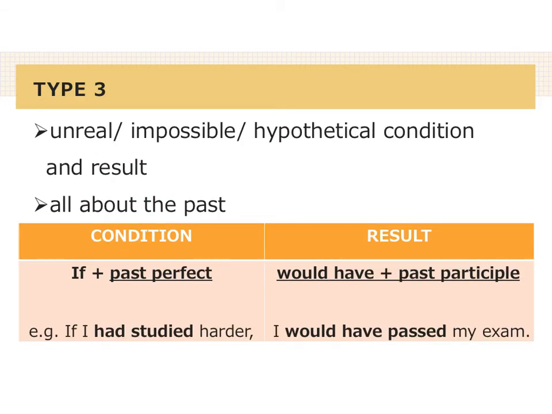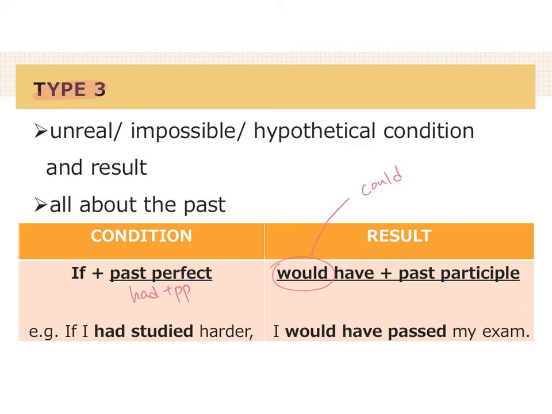Last type of conditional, third conditional, or we call it type 3. Condition result. If plus past perfect, would have plus past participle. Remember, we form the past perfect with had plus past participle. Would have plus past participle. Would is very common, but you can also use could.